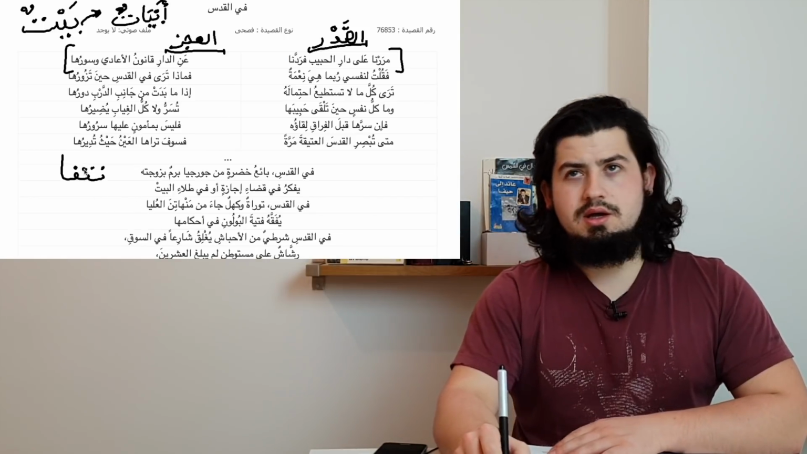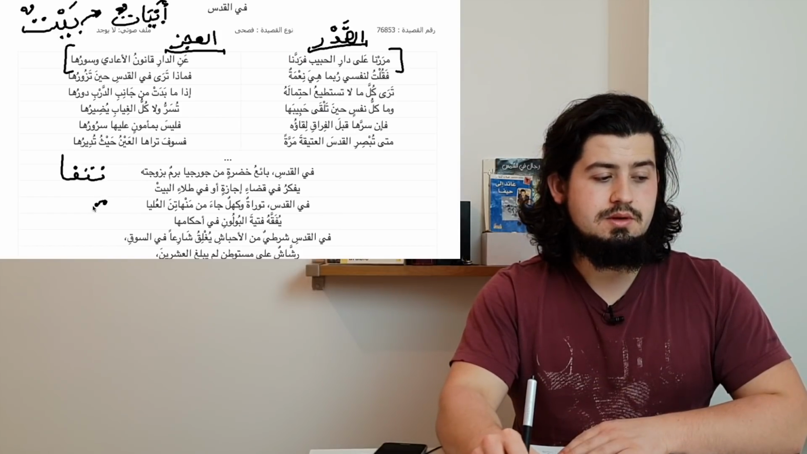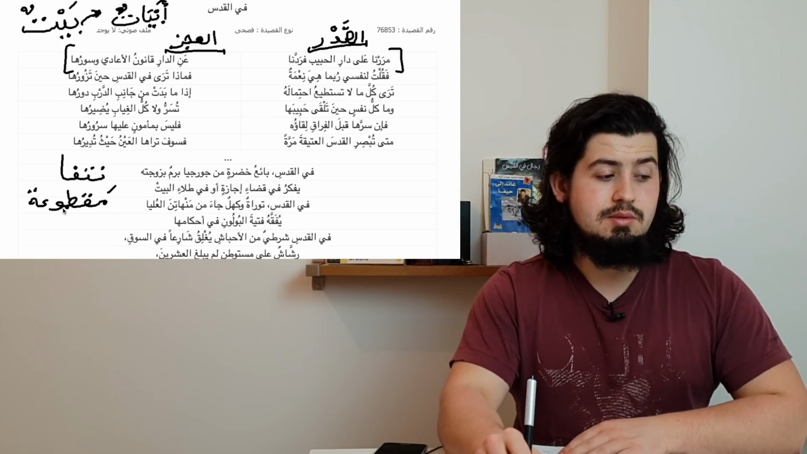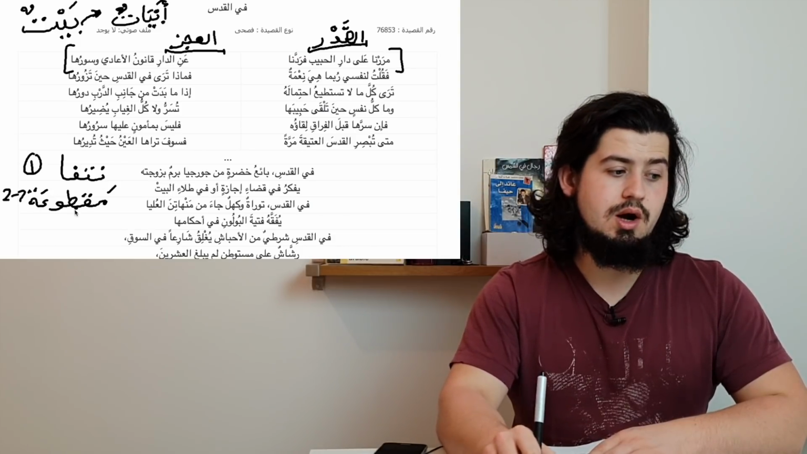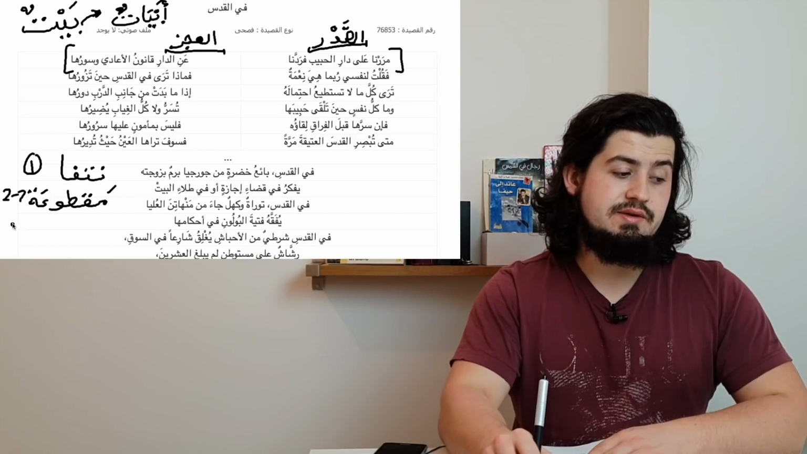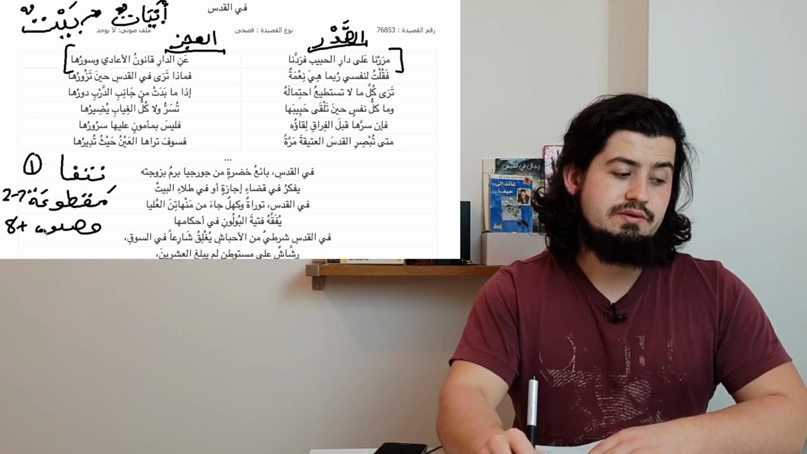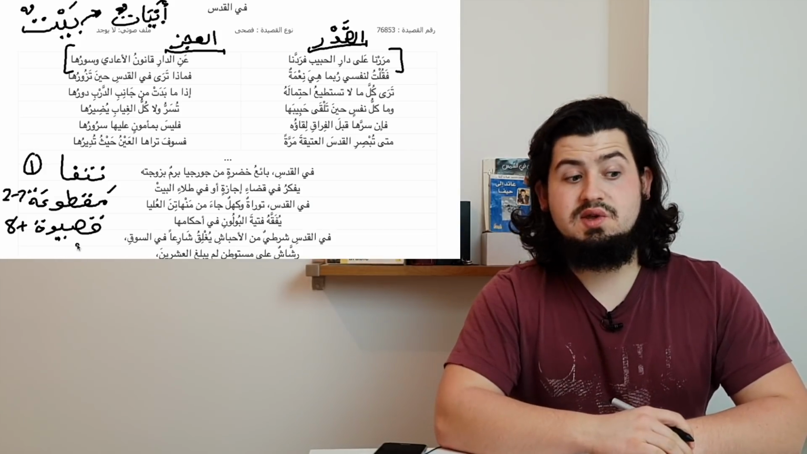If it's between 2 and 7, I think you call it a maqtu'a, spelled like that, because you have some really short poems. If it's between 2 and 7, we call it a maqtu'a. And if it's more than 7, if it's 8 plus, then we call it a qasida. The word for a poem generally is a qasida, the plural of which is qasaid.